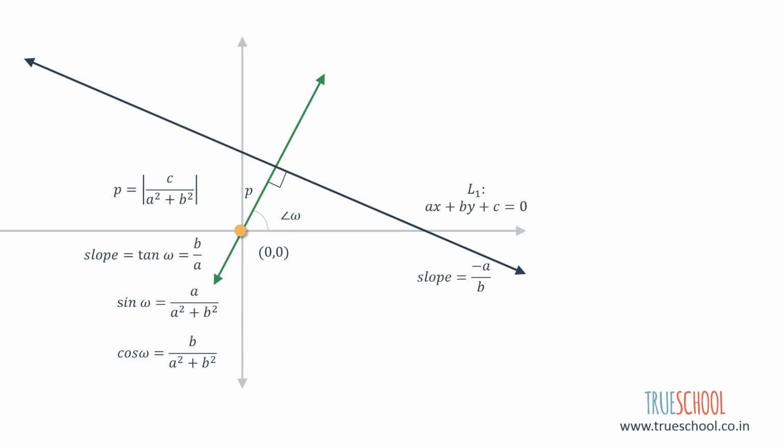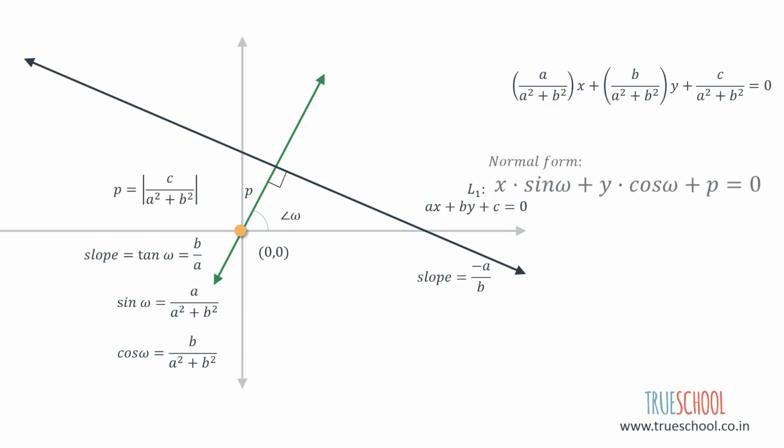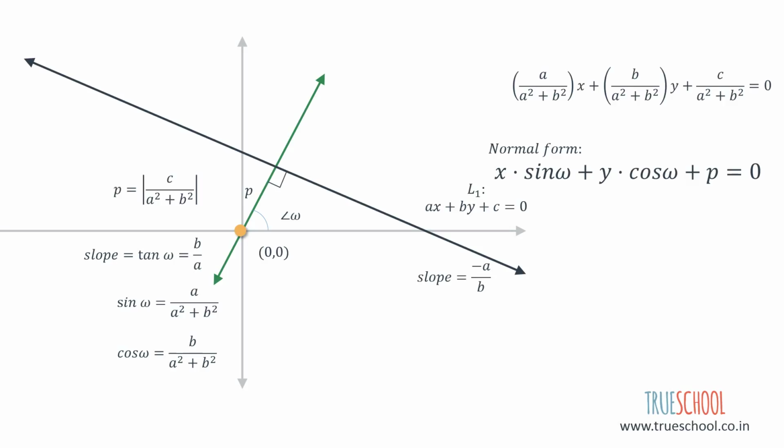Now in the equation of L1, if we divide each term by the square root of a square plus b square, the expression of the same line comes to be this. Here we should notice that the coefficient of x is sin omega and the coefficient of y is cos omega. And the last term is nothing but the perpendicular distance of the line from the origin. This is called the normal form of the line.